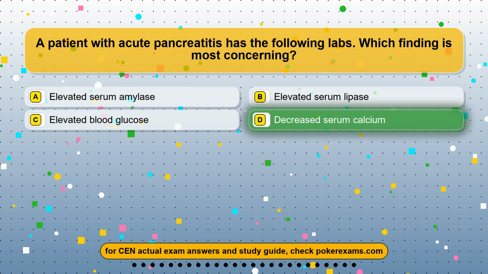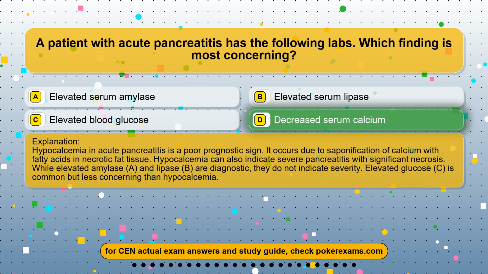The correct answer is option D, decreased serum calcium. Hypocalcemia in acute pancreatitis is a poor prognostic sign. It occurs due to saponification of calcium with fatty acids in necrotic fat tissue. Hypocalcemia can also indicate severe pancreatitis with significant necrosis. While elevated amylase, A, and lipase, B, are diagnostic, they do not indicate severity. Elevated glucose, C, is common but less concerning than hypocalcemia.